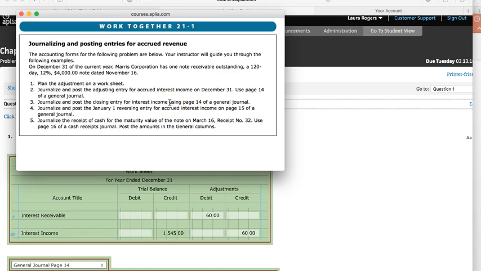Closing entries, so we journalized and we posted. Now it says to journalize and post the January 1 reversing entry for accrued interest income on page 15 of the General Journal. Okay, so reversing entries are exact opposites of your adjusting entries. So we are journalizing and posting.